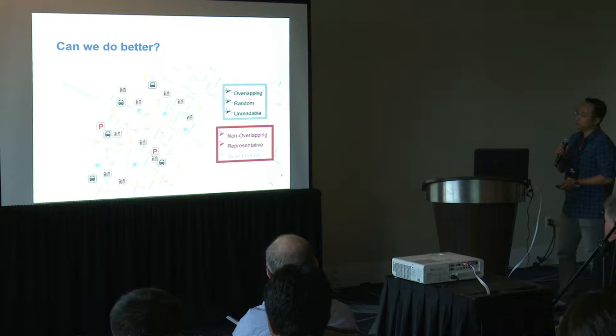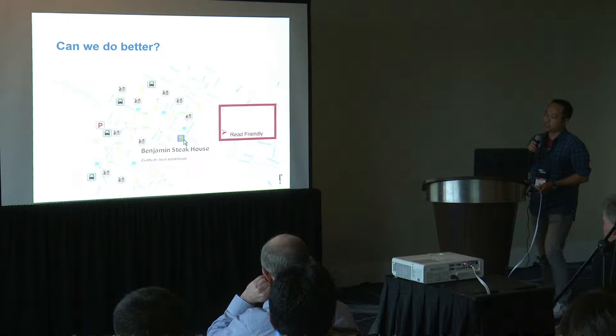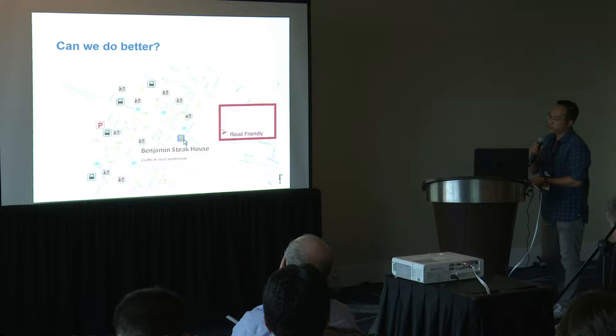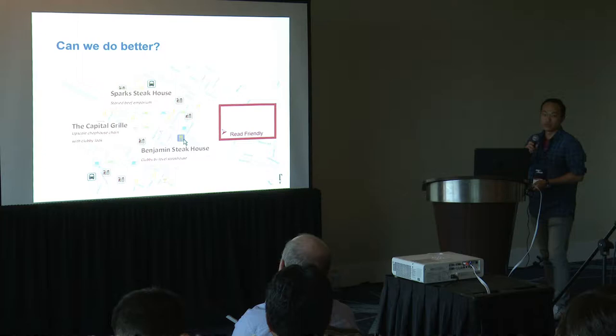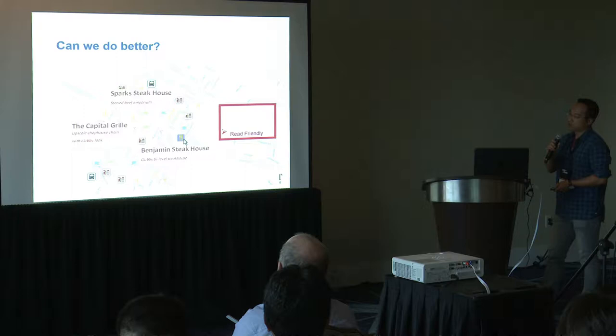So we can also let users click one of the data. So here is an example, the user can click a restaurant, a steakhouse. And at the same time, we can show more similar results here on the map. So in this way, we can better help the users to explore the data set.